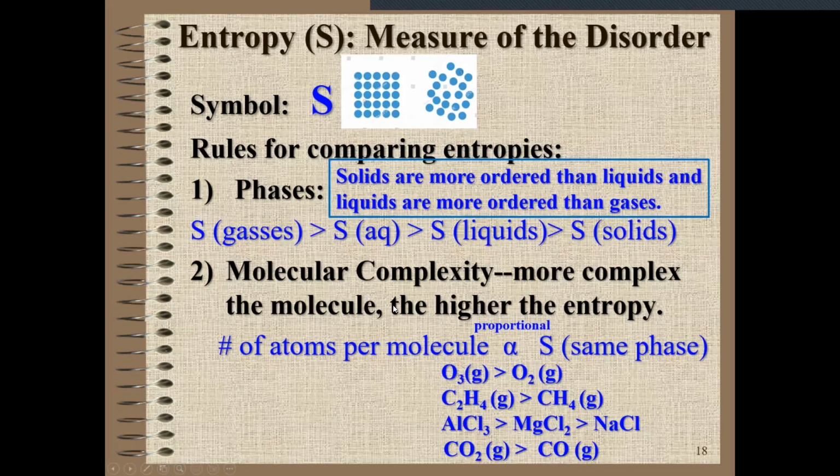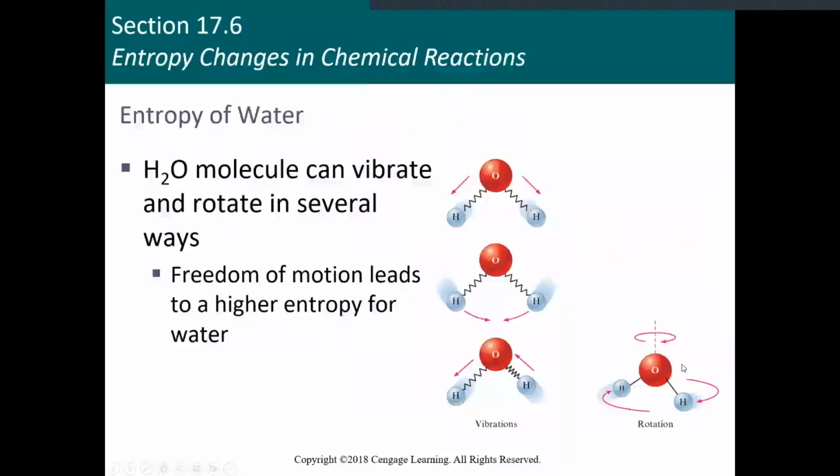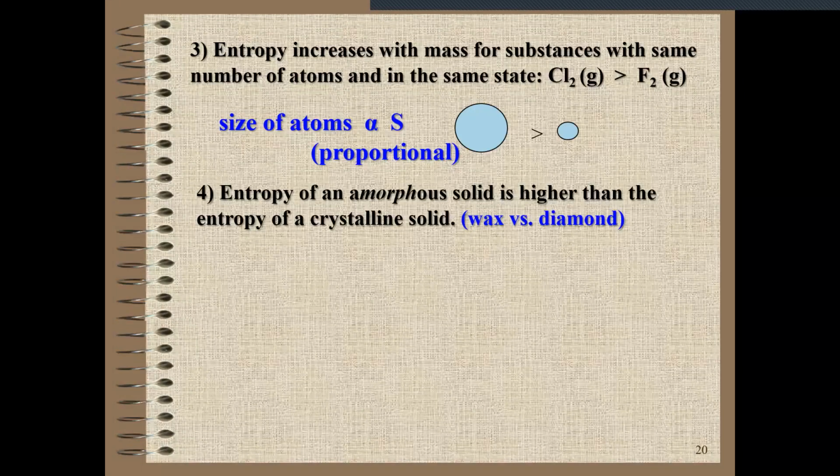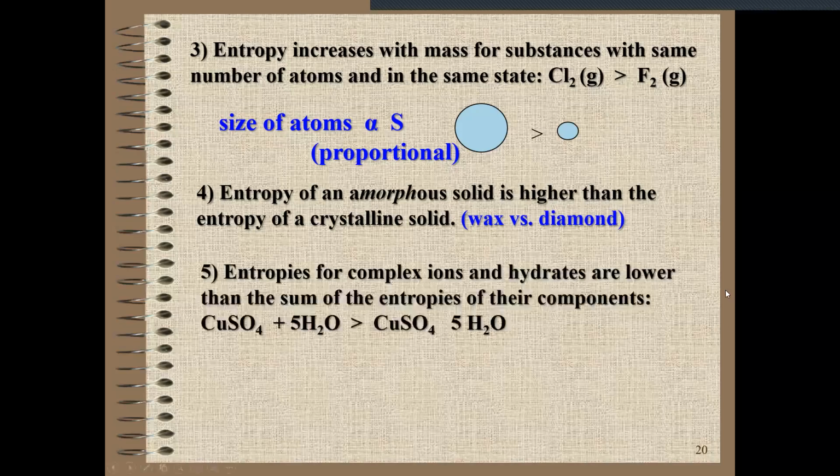The more atoms you have, the higher the entropy. Then the bigger the atoms, the more the entropy, the more the disorder. Rule number 3: an amorphous solid has more entropy than a crystalline one. So wax, diamond is very ordered, whereas wax is amorphous, it doesn't have a structure.